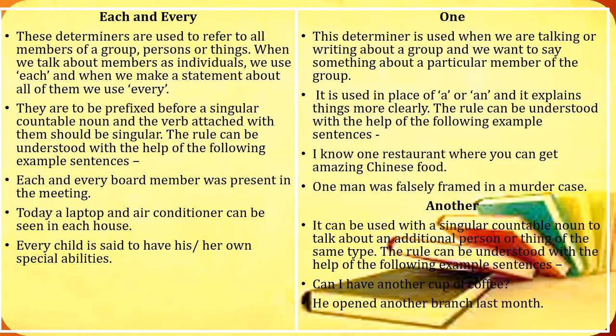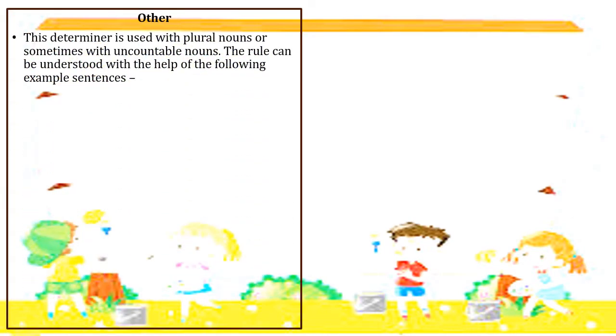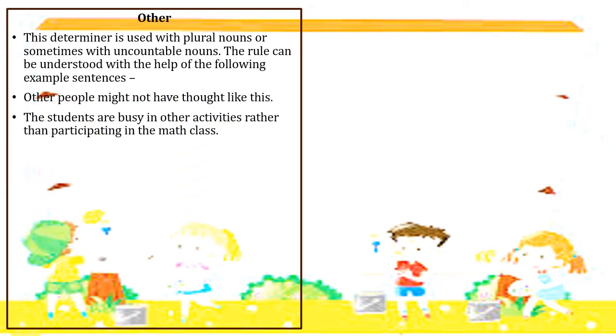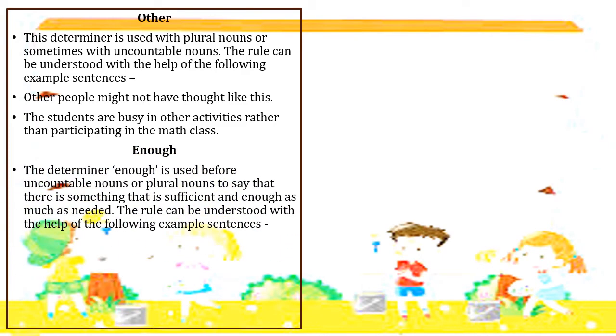Other. This determiner is used with plural nouns or sometimes with uncountable nouns also. The examples are: other people might not have thought like this. The students are busy in other activities rather than participating in the math class. Then you have enough. The determiner enough is used before uncountable nouns or plural nouns to say that something is sufficient, as much as needed. For example, the hotel had enough rooms for all the guests.